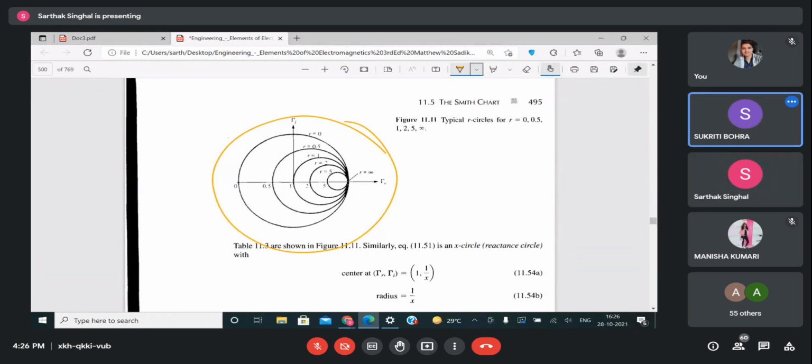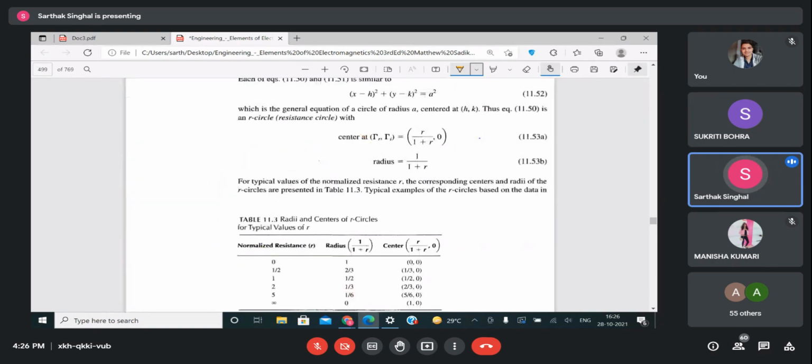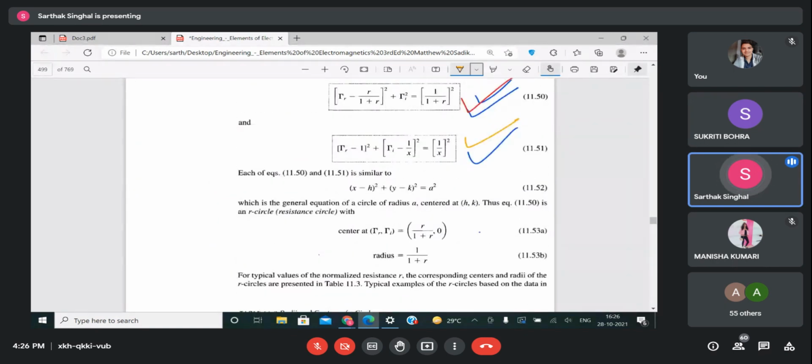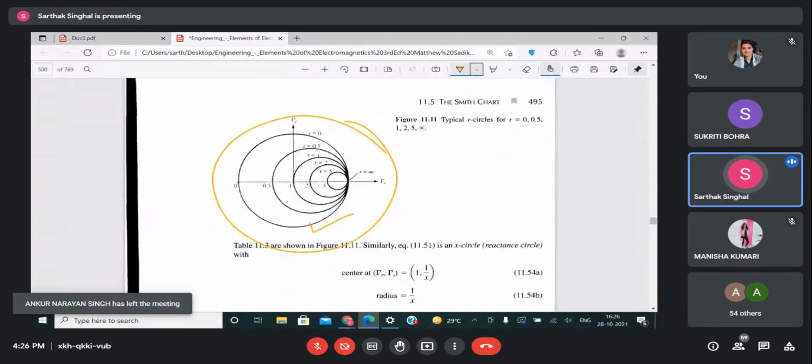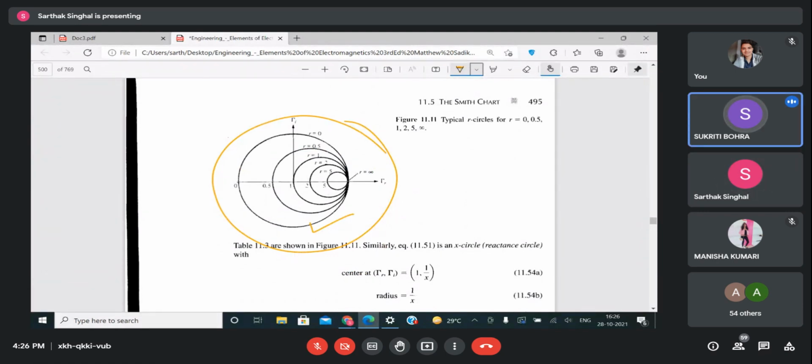See, if your R value is zero, what will be the center for the resistance circle? Zero. So the center will be at origin, right? Yes, sir. And what about the radius? Radius will be 1. Yes, sir. So this is your R equal to zero circle, right?